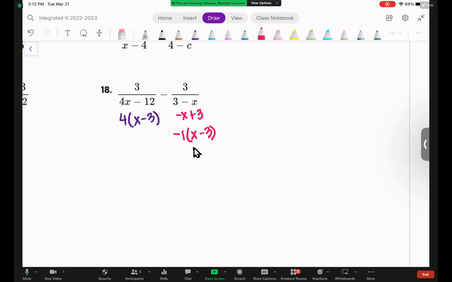Ms. Johnson, what do you mean by factor out a negative 1? I mean this, like I took out a negative 1. So negative 1 times x is negative x. Negative 1 times negative 3 is positive 3. So this is a pretty slick trick that mathematicians will use to get this guy to look like this.